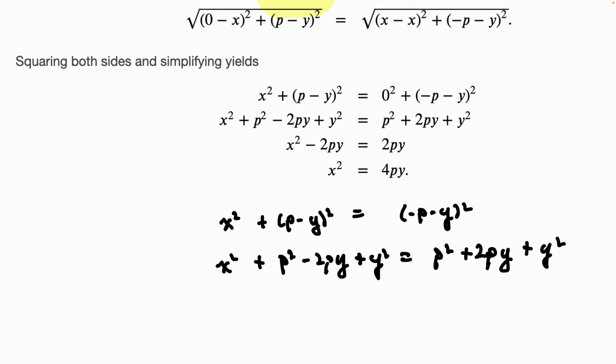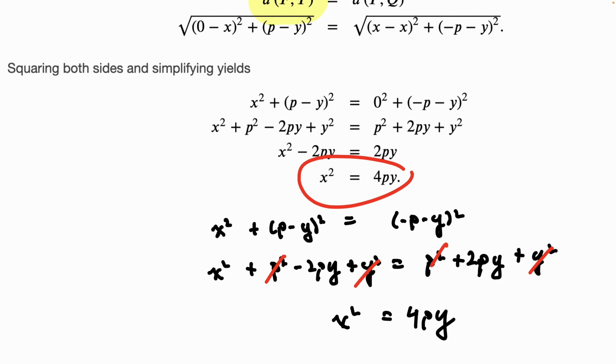And then you go through and you say, well, I have a p squared here, p squared there, I have a y squared, I have a y squared. They'll cancel out. And then I'm able to collect this with that and come up with this equation, which we can write down. X squared equals 4py. And that's it. We're done.